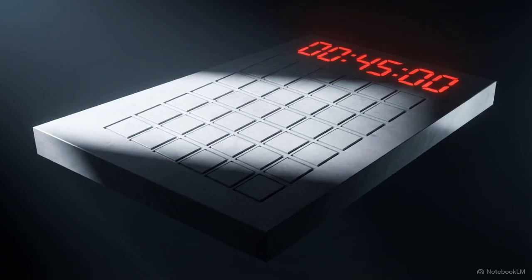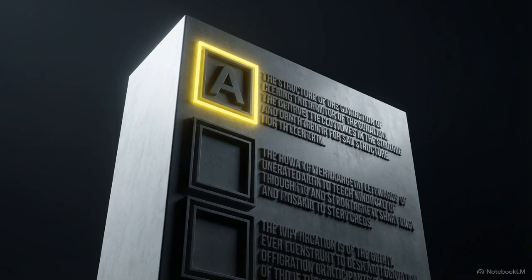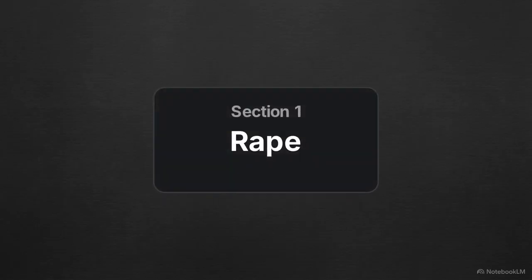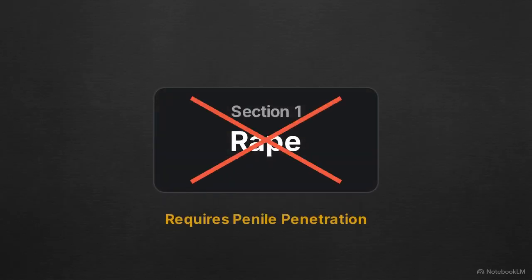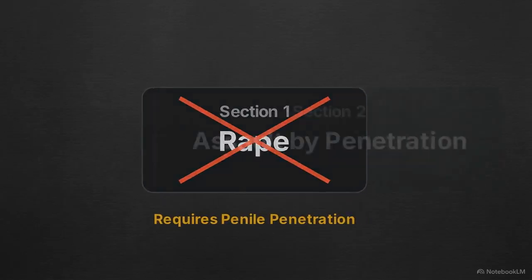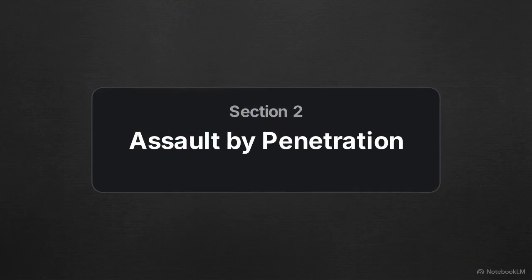We will now apply this framework to single best answer questions, or SBAQs. Pitfall 1 is gender application. Examiners may describe a female defendant penetrating a victim with an object, offering rape as a distractor answer. Rule out Section 1 rape immediately because it requires penile penetration. The correct charge for a female defendant in that scenario is Section 2, assault by penetration.